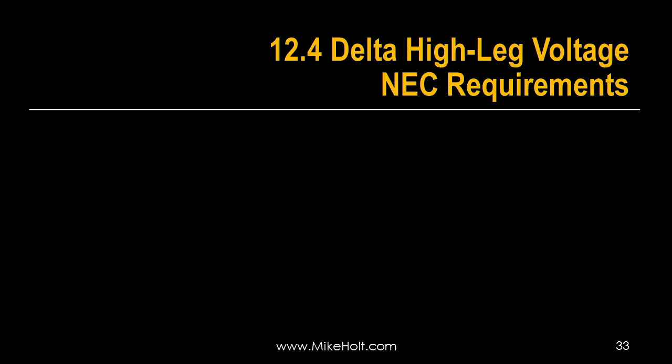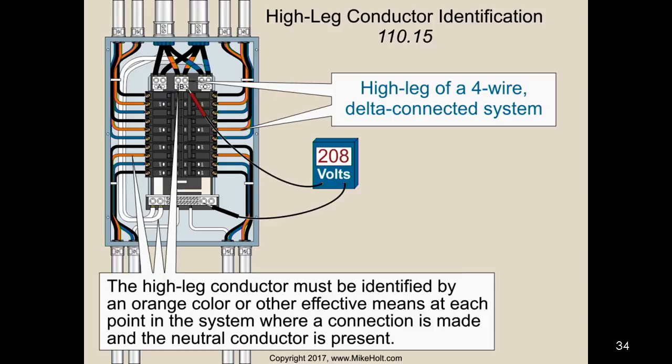12.4 delta high leg voltage, the NEC requirement. Because of this issue of the voltage, the code says, look, 110.15: the high leg conductor must be identified by an orange color or other effective means at each point in the system where the connection is made and the neutral conductor is present. So only where the neutral is present do you have to identify the high leg.